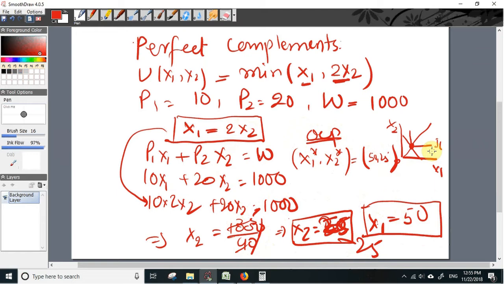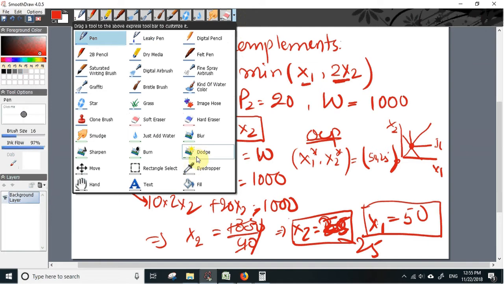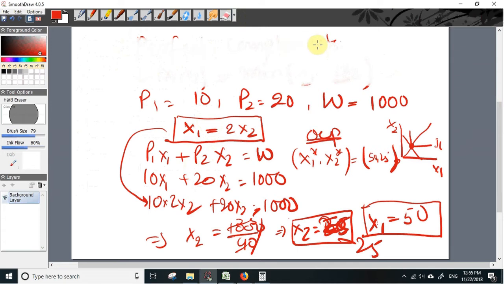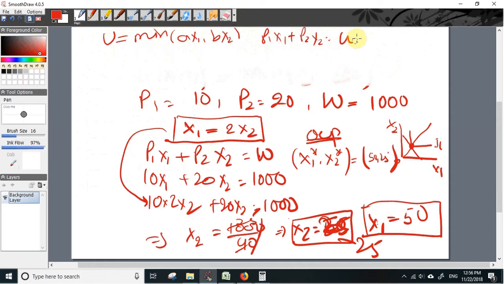So now let us simply find this optimum commodity purchase through the general formula that we derived in an earlier video. So given the utility function u equals minimum of ax1, bx2 and the budget constraint p1x1 plus p2x2 equals w.